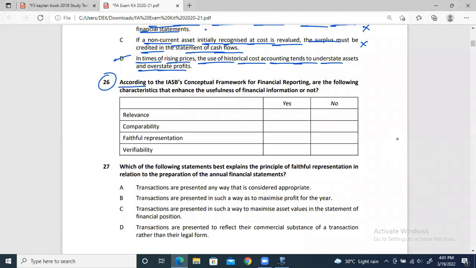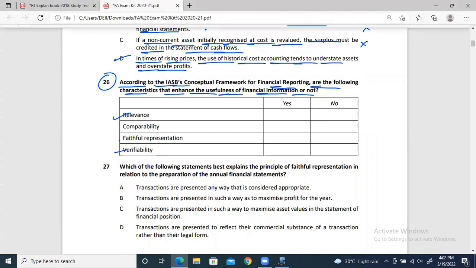Let's look at question number 26. According to the IASB conceptual framework for financial reporting, are the following characteristics that enhance the usefulness of financial information correct or not? Okay, we have to tell these. Relevance, comparability, faithful representation, and verifiability, right? So in the conceptual framework, you remember that basically it's talking about usefulness, right? So information will be useful, I think, if it is relevant, right? I don't think comparability is right or not, right? Faithful representation, this should also be there, and verifiability, right? So I think relevance should be the main thing over here.